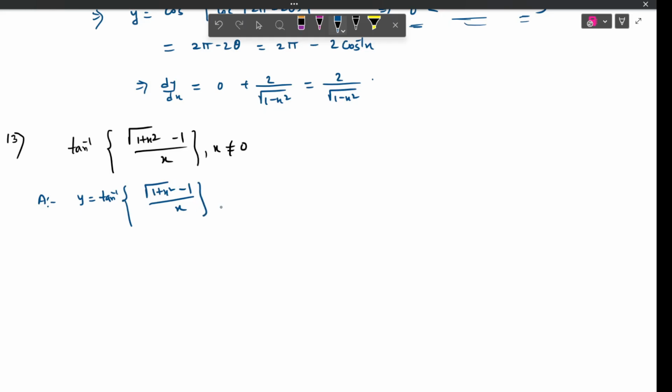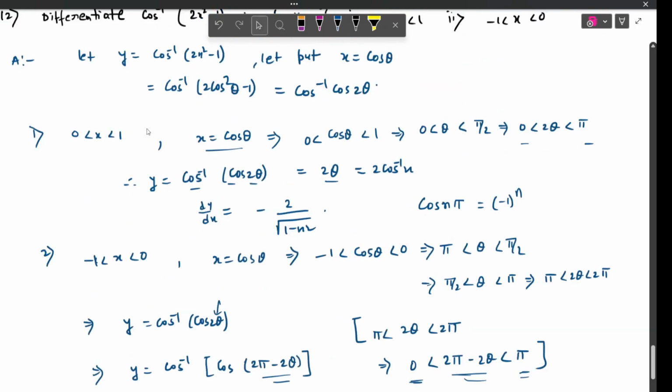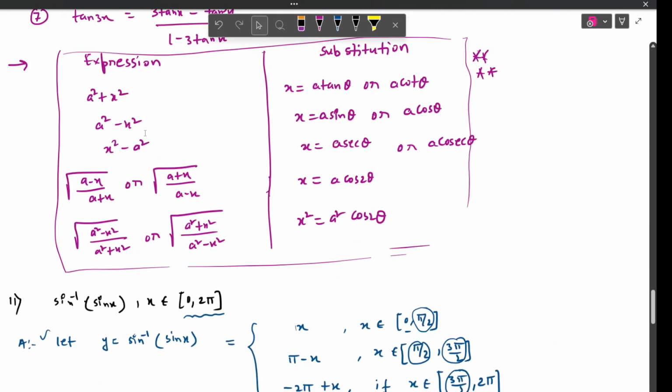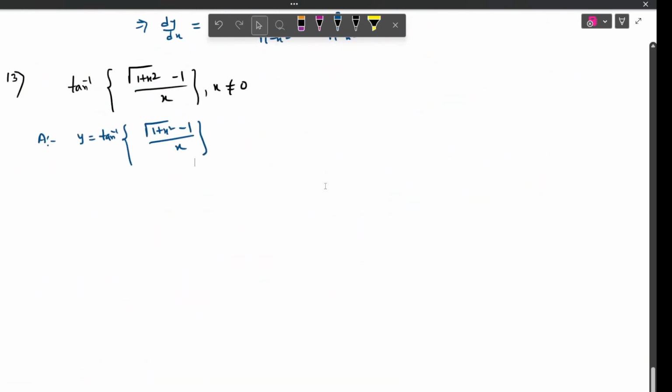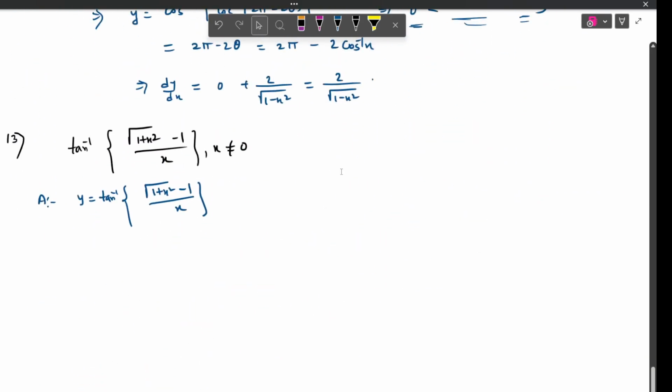Now we know if it is in the format 1 plus x square, we have seen these formats, right? If it is in the format a square plus x square, then you have to take x as a tan theta. So here also you can see there is a format 1 square plus x square. That means you have to take x as tan theta, that is x equals 1 tan theta.